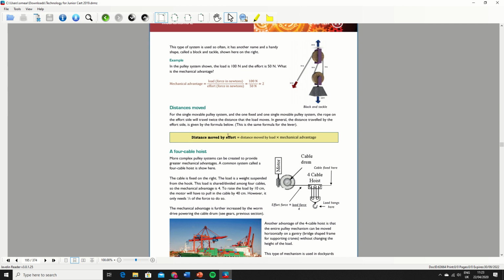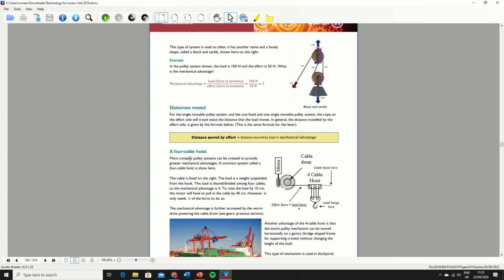Okay, so distance moved by effort equals distance moved by load multiplied by mechanical advantage. So that's a formula you need to take down. You need to know that formula as well. So I'd have that down in your copies and highlighted. So now, a 4 cable hoist.